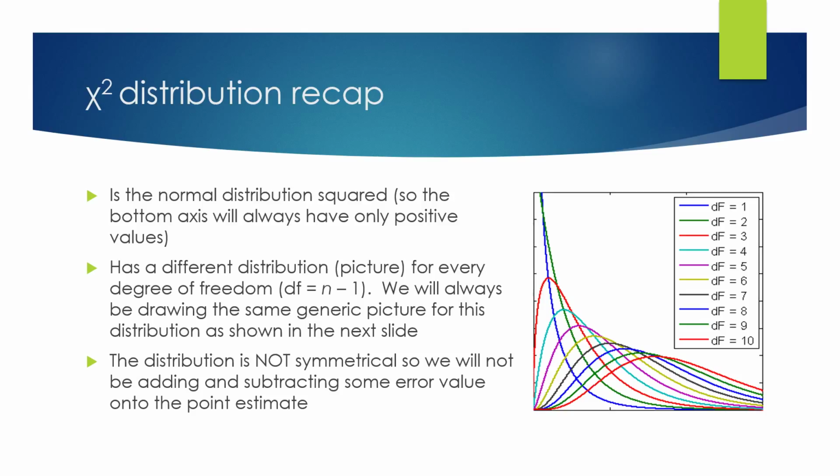There is a different distribution for every single degree of freedom, which again is one less than the sample size. But we're always going to be drawing the same picture. It's going to be pretty close to this red one here every time, just for the sake of ease. So it's important to understand, hey, this is a chi-square distribution. It has a skewed right shape, but it's not as important to nitpick as far as what the specific shape would be for that sample size.